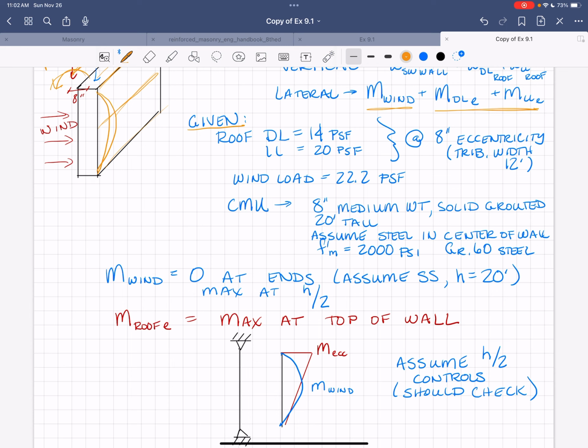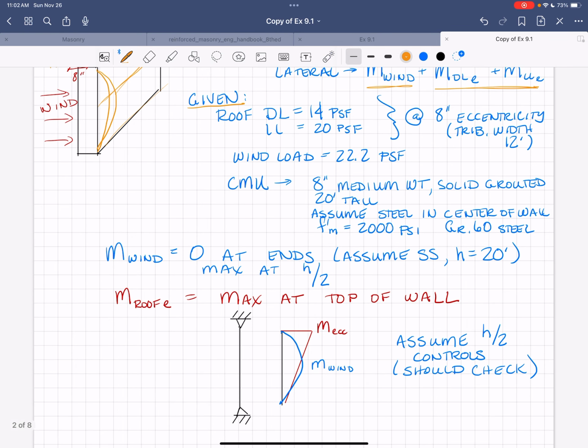The wind load is a surface loading of 22.2 pounds per square foot. All these loads are in pounds per square foot, so we're going to have to multiply by the section width, depending on which direction. It's an 8-inch CMU block, medium weight. It's solid grouted. Now remember, for what we're doing, solid or partially grouted isn't changing anything as far as the capacity. It's 20 foot tall. Here's the height. We're going to assume the steel is in the center of the wall. It's got an f'm of 2000 and grade 60 steel.